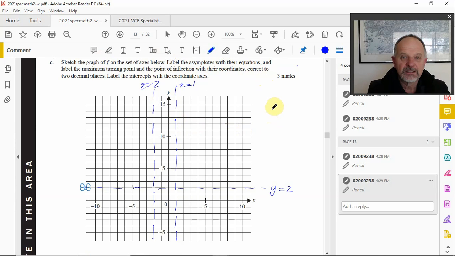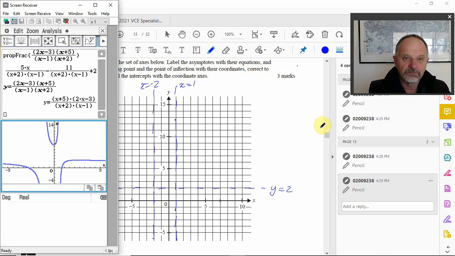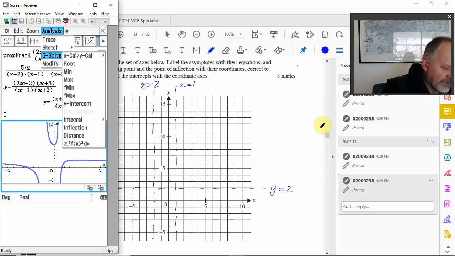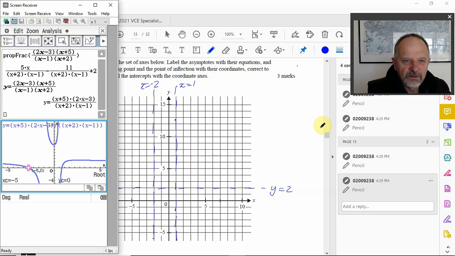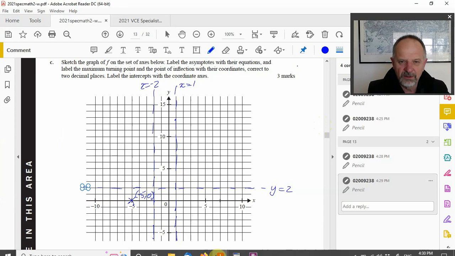All right, so as I said, calculator. Let's go back to our calculator. And so now up the top, we've got our analysis bit here, analysis. What do we want? We want to solve some stuff on the graph. So x-intercepts, let's put them there, what's called roots. All right, so there's one there at -5 and 0. So let me stick my one at -5 and 0.